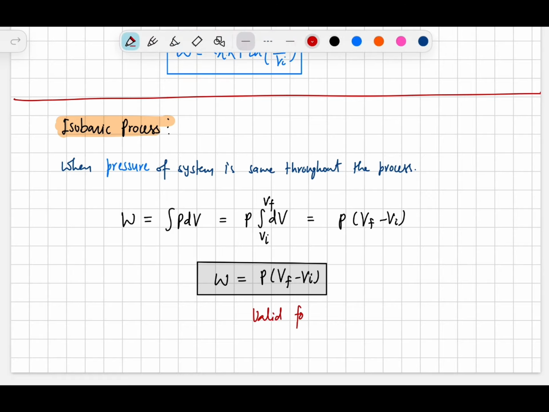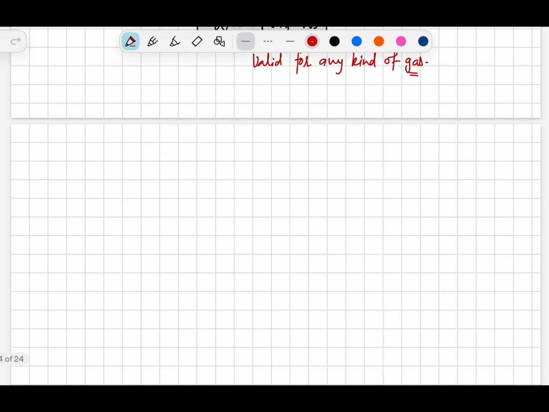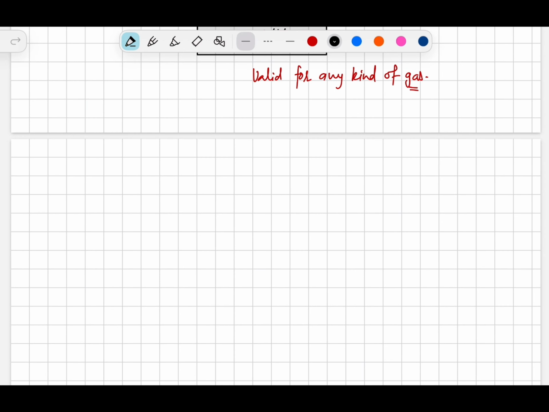Valid for any kind of gas. Okay, fine. And what about the isochoric process? The isochoric process is the process in which the volume of the system is fixed throughout the process, and in that case W equals P dV. If there is no change in the volume, this dV itself is 0, so the work done is also 0.